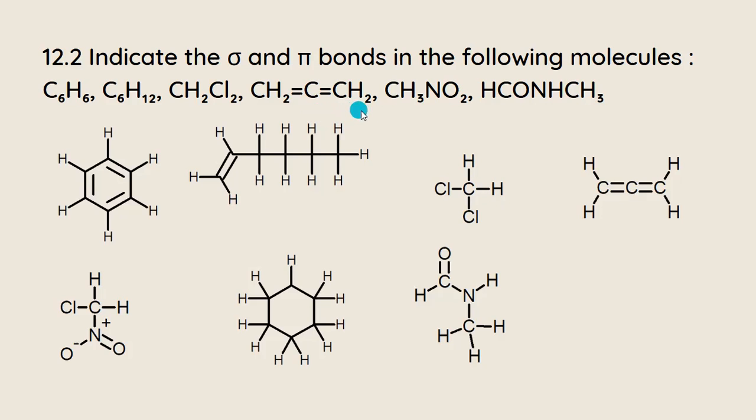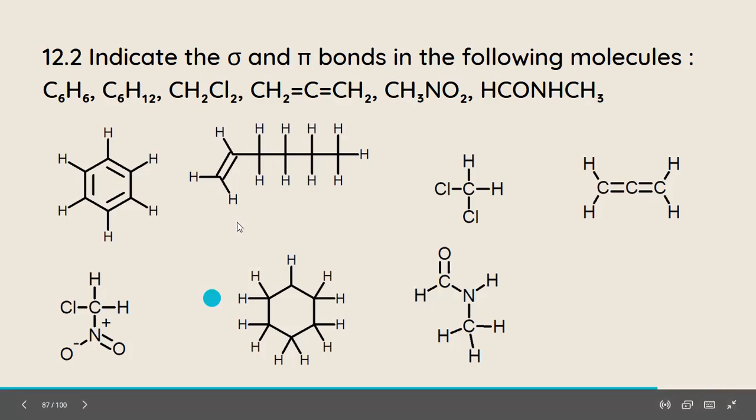Next, CH2CCH2, which means here you have CH, this CH2 also. All of these are sigma bonds. Double bonds, on the other hand, one of them will be sigma, so CC sigma, CC sigma, whereas the other one, which is forming the double bond, will be the pi bond. So this and this are pi bonds.